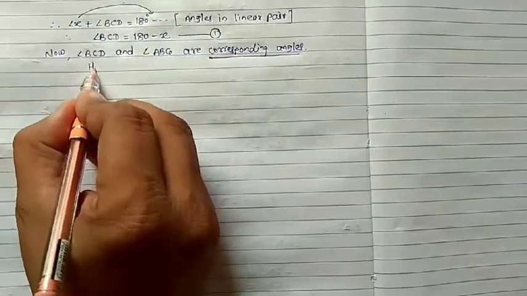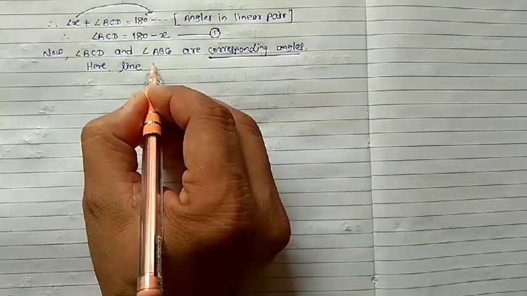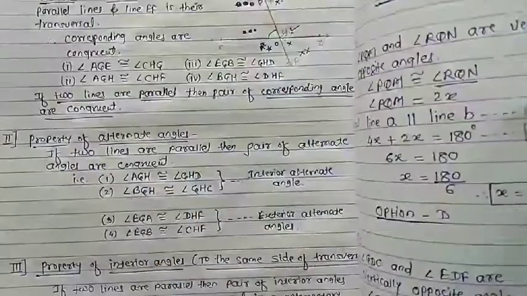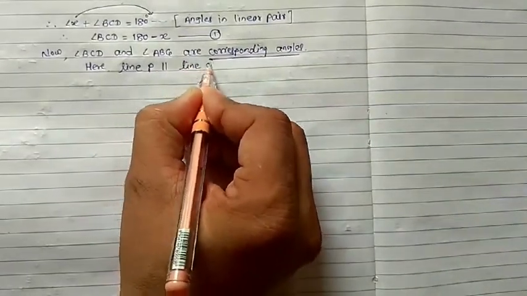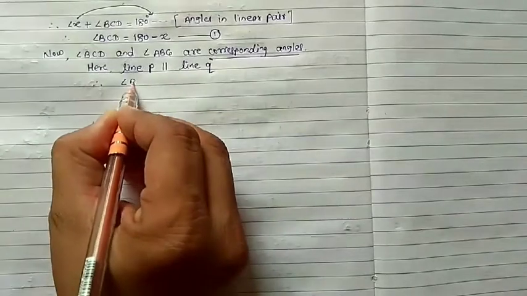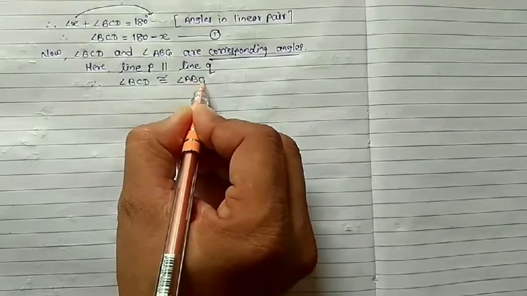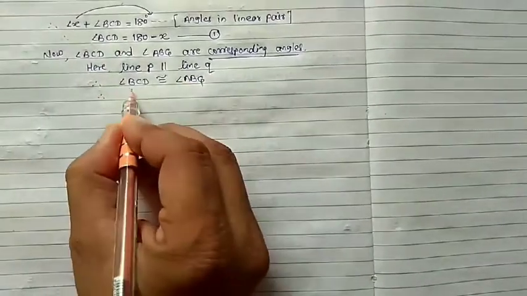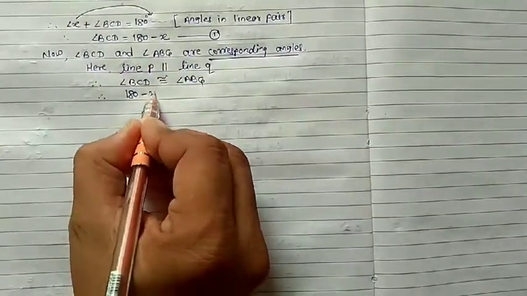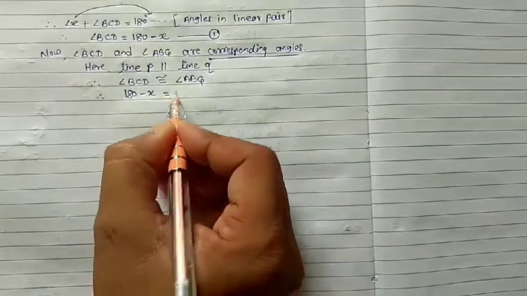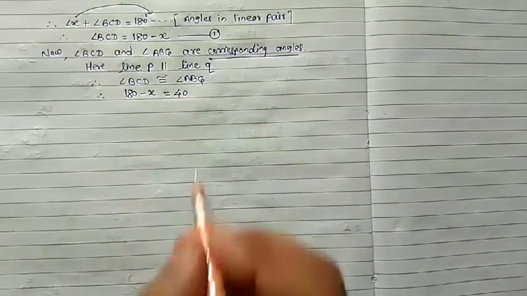So here line P is parallel to line Q. So therefore angle BCD is congruent to angle ABG. So therefore what is the value of BCD? From equation 1, 180 minus x. Congruence means equals to. And what is the value of angle ABG? ABG is given as 40 degree.